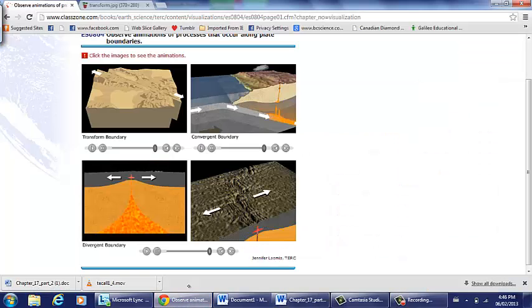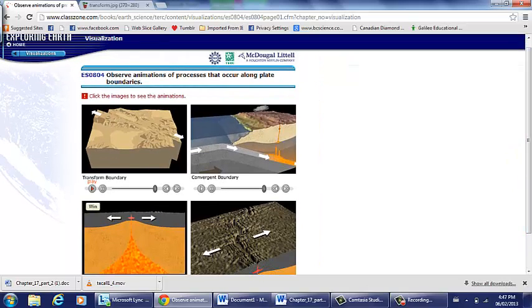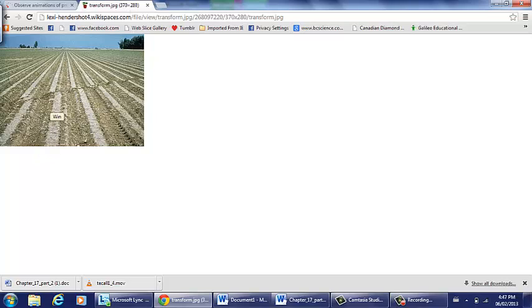Going back to our animations, we can see an animation of a transform boundary. So that would be this one here. You can see the two plates are moving past each other in opposite directions. And I'm also going to show you an image. This is showing these stripes used to be all lined up and straight, and then these plates are moving, and so the stripes are being pulled, they're being separated from each other. So you often get geological features like this being separated from each other at a transform fault.